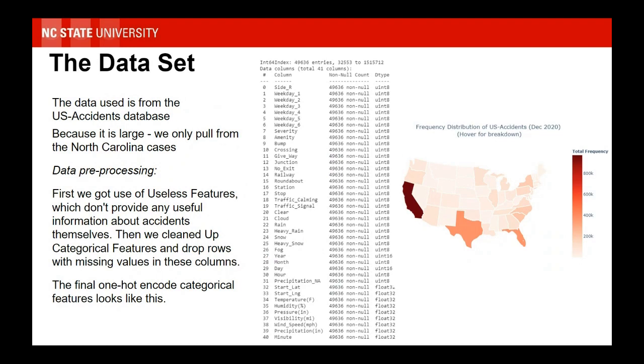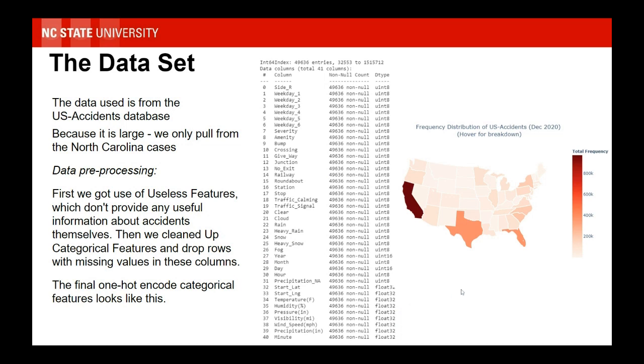The dataset used is from the U.S. Accidents Database. It has over 4 million cases of traffic accidents covered in the 49 states of the USA from February 2016 to December 2020. Since it's a considerably large data set, we decided to use North Carolina cases exclusively.